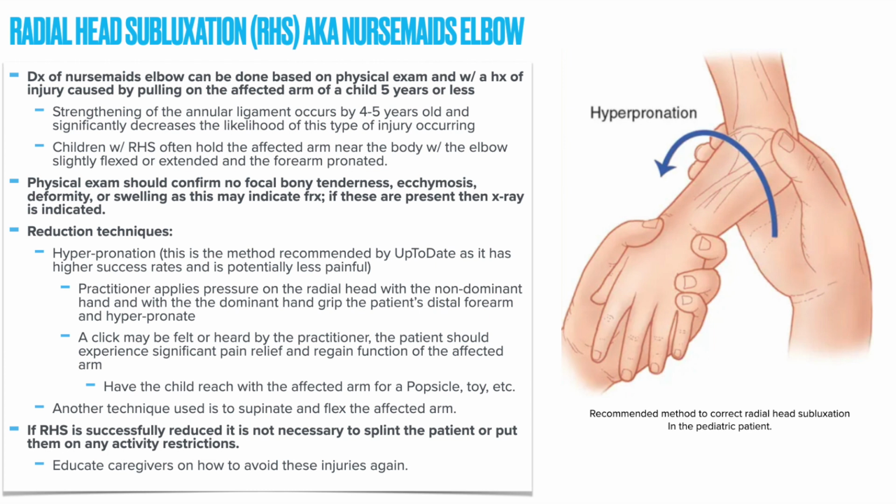And then if radial head subluxation, or nursemaid elbow, is successfully reduced, then it's not necessary to splint this patient or put them on any activity restrictions. They're able to return to their normal daily activities. It is, however, important to educate the caregivers on how to try and avoid these injuries from happening again in the future.